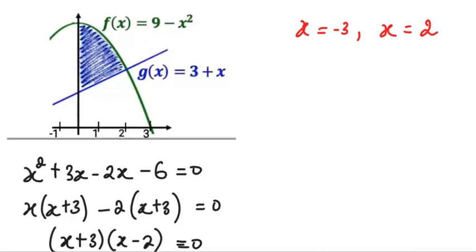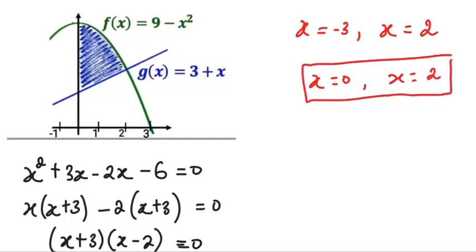Now, to find the area between these two curves, since we have their intersection points, or the area they enclose, we're going to use the integration method. But here, our graph uses x equal to 0 to x equal to 2. So this will be our boundaries of integration, okay?